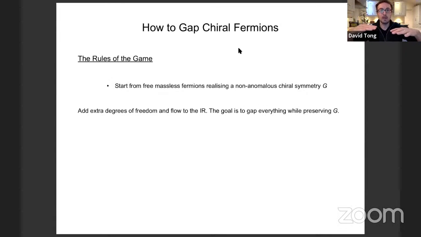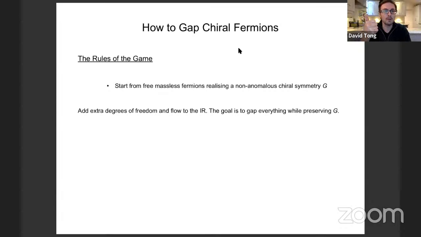We want the extra degrees of freedom to transform in a vector-like representation of this symmetry G. The idea being that first, they do not affect the anomaly for G, so everything still remains non-anomalous. And secondly, it's going to be trivial to take these auxiliary degrees of freedom, give them a mass, leaving G untouched, and leaving behind the massless fermions that we care about. So it's very easy to decouple the auxiliary degrees of freedom. However, what we're going to do here is bring these auxiliary degrees of freedom down, allow them to interact with the massless fermions, such that when you flow to the infrared, everything becomes massive, but G remains unbroken. That's the goal.